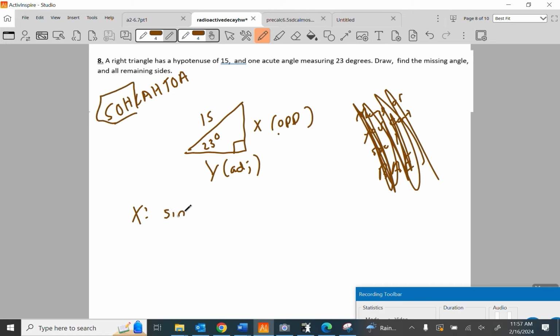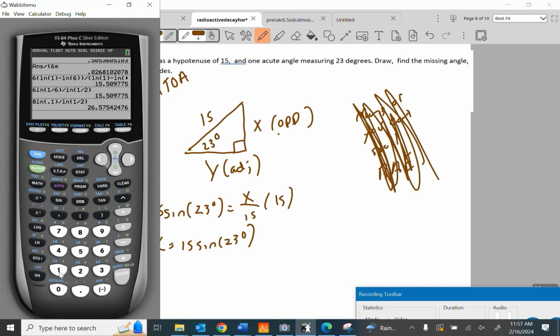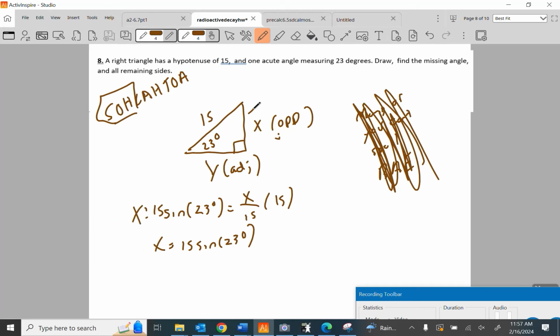Opposite over hypotenuse: sine. The sine of 23 degrees must be x over 15. I multiply 15 on both sides, so x is 15 sine of 23 degrees. Then I push some buttons. I check the mode of my calculator. She's in degree. 15 sine of 23, and the x value is about 5.86.